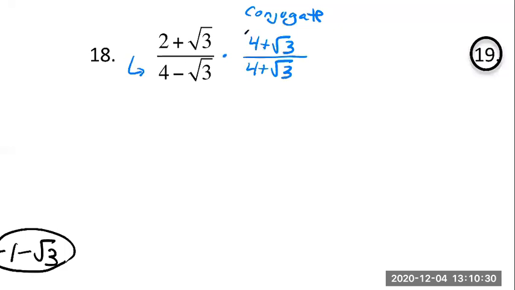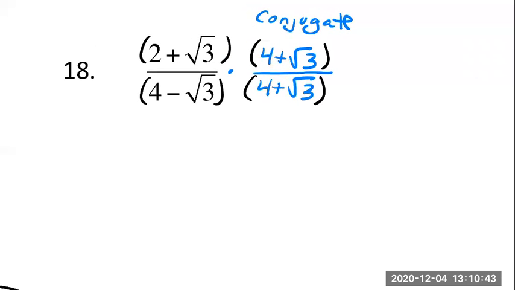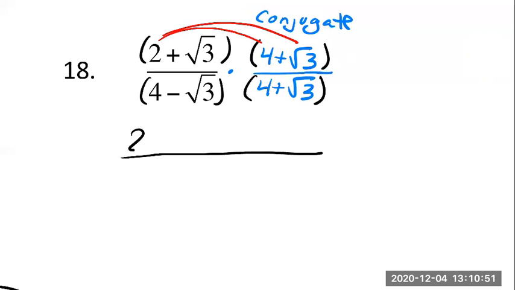And when we multiply those, we're going to need parentheses since we have a binomial times a binomial. And then we have some distributing to do. So we have 2 times 4 and 2 times root 3. That would be 8 plus 2 root 3. And we have root 3 times 4. That would be plus 4 root 3. And we have root 3 times root 3. That would be root 9. The square root of 9 is 3.